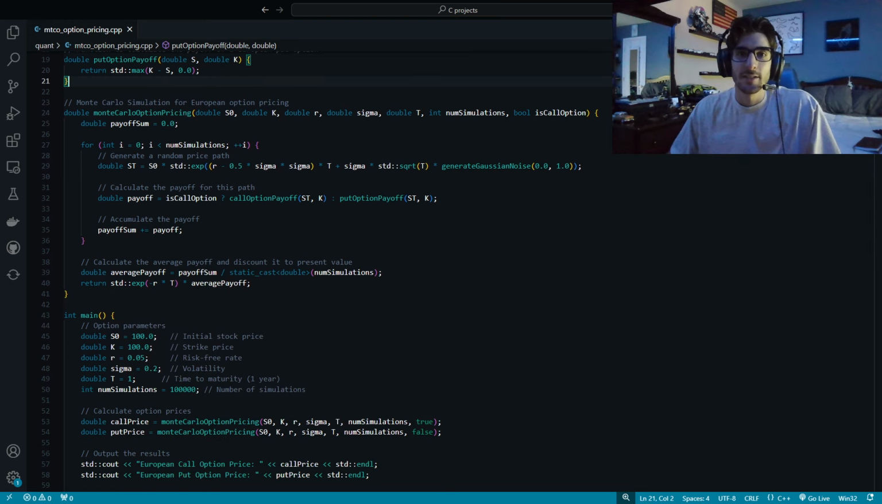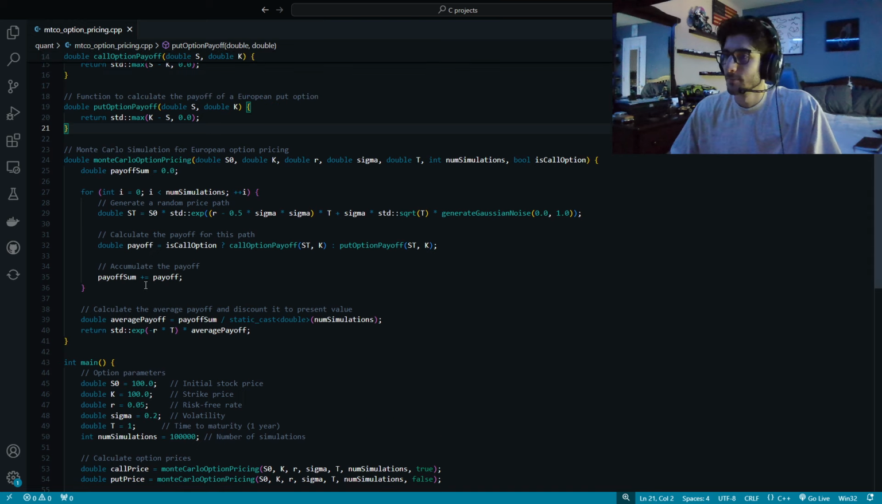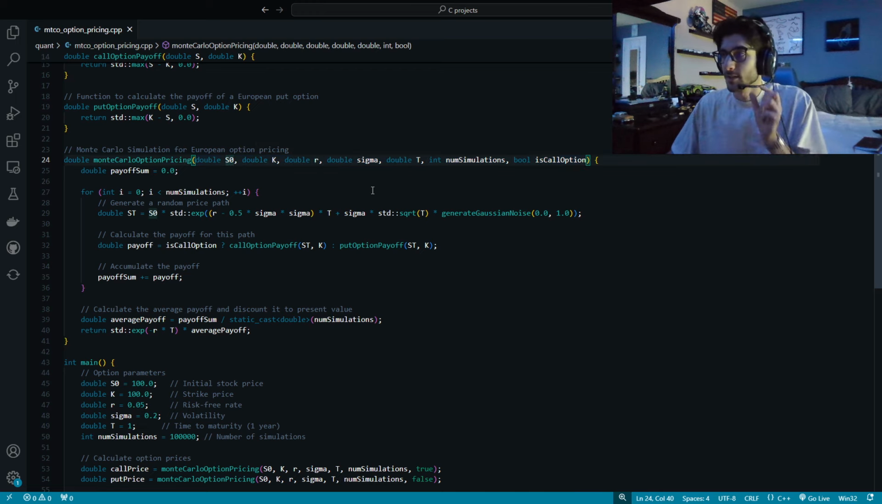Next, though, let us go into the whole engine, right? The big V8. So we have all of our variables from before. We have our initial stock price, S of 0, our strike price, risk-free rate, our volatility, time to expiration, number of simulations, and whether it's a call option or not.